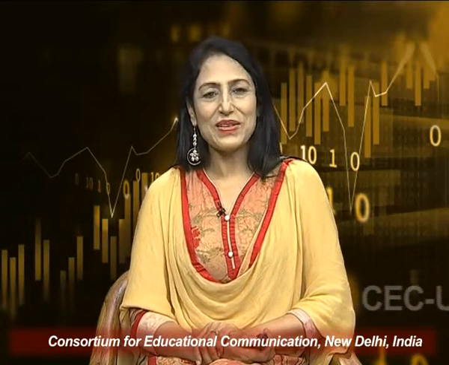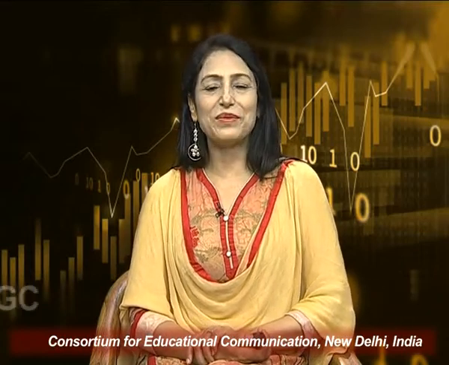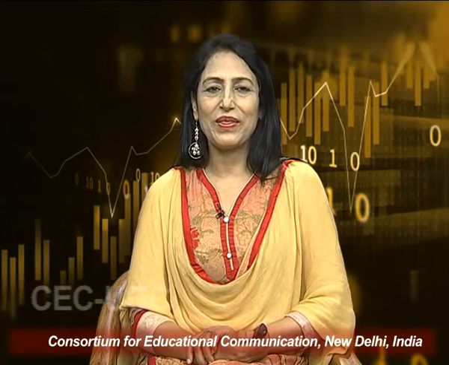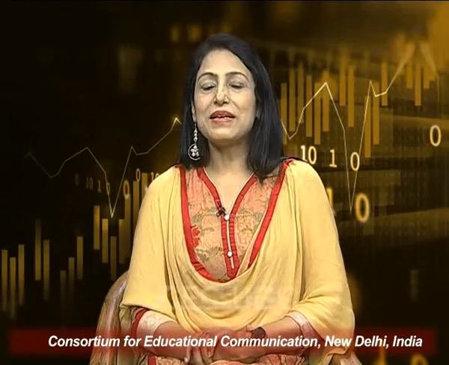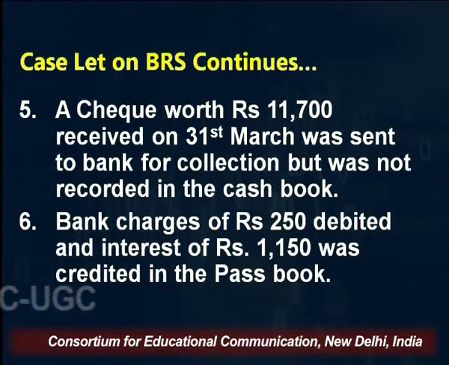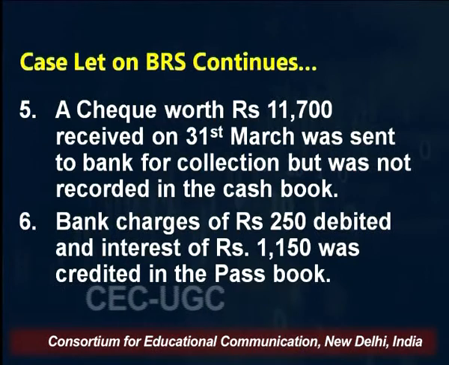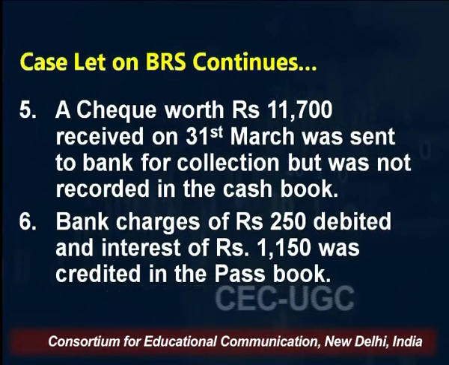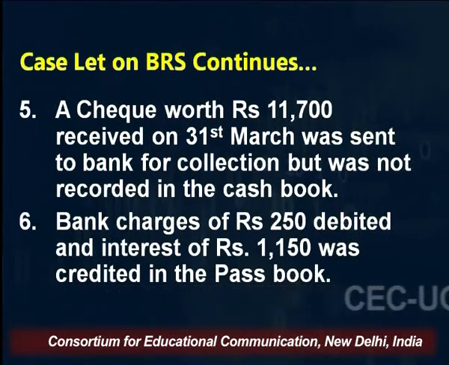So, what will you do? You can think now. I will give you the answer when I show you the solution. The fifth item is a check worth rupees 11,700 received on 31st March. It was sent to the bank for collection, but was not credited in the cash book, right.